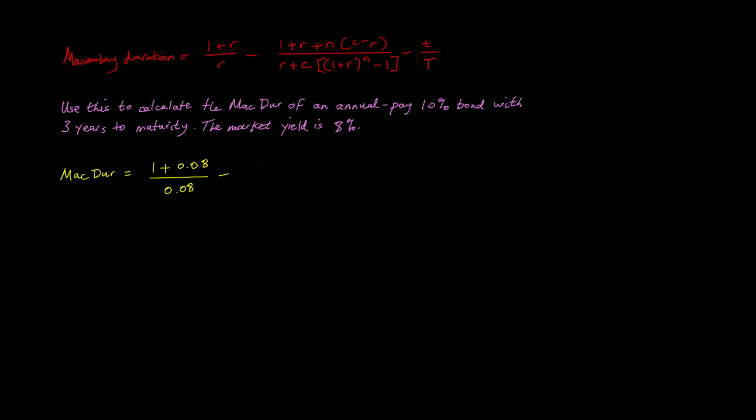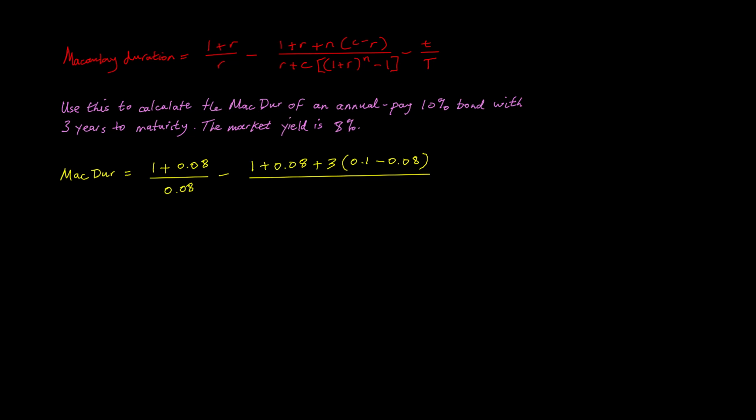Minus, and look, there's no hectic mathematics going on here. It is just the sheer volume and intricacy and attention to detail required to get the right things in the right place. So the numerator of that second term is 1 plus R, 1 plus 0.08 in other words, N is the number of periods to maturity, 3 years in this case because it's an annual pay bond. And then in brackets, we have C, the coupon rate as a decimal, that is 10% or 0.1, minus the market yield of 0.08. So the numerator is set up.